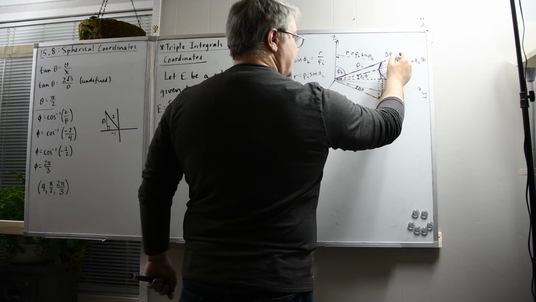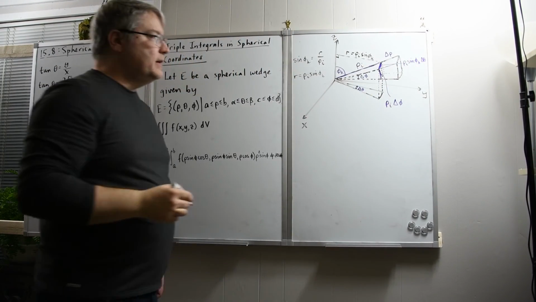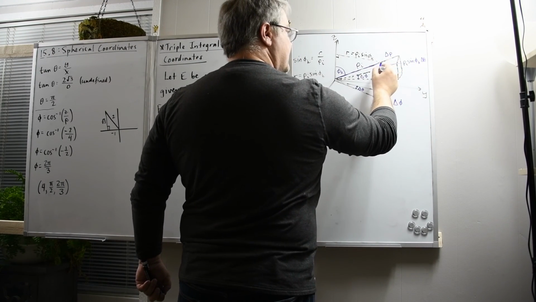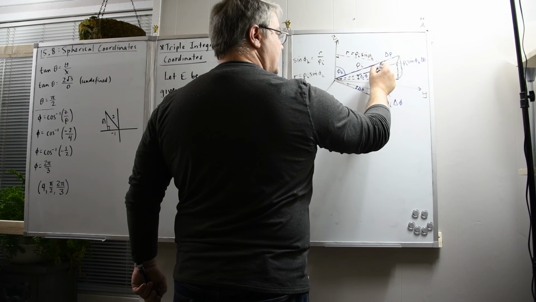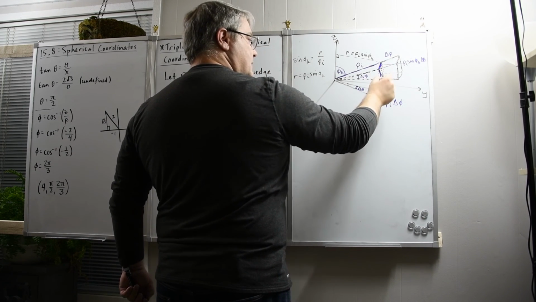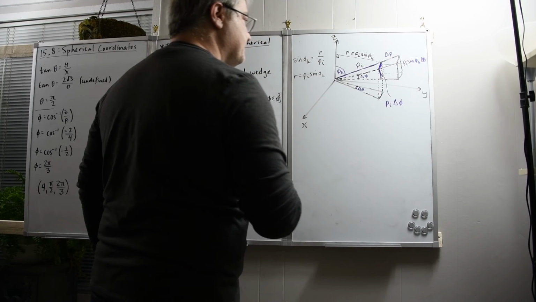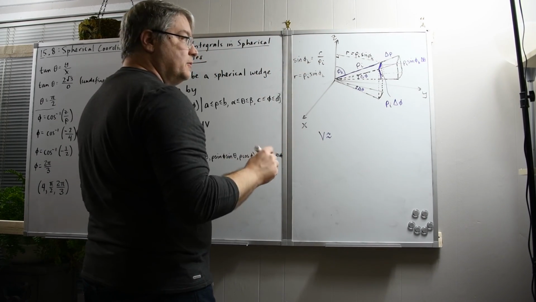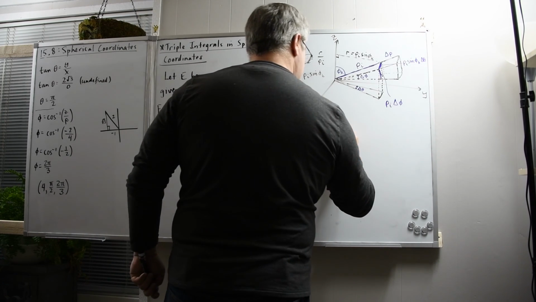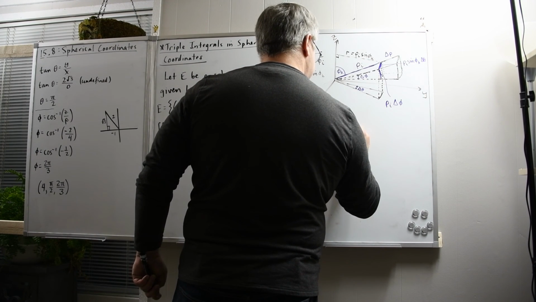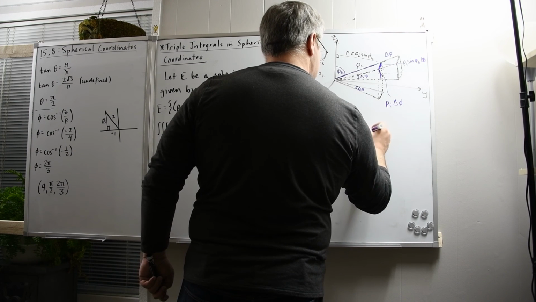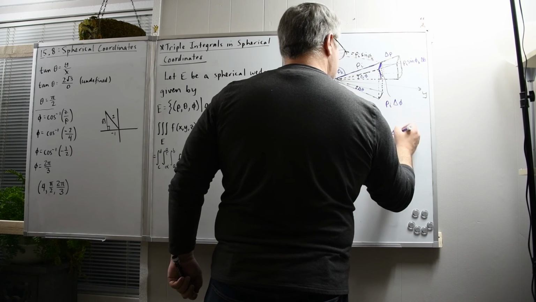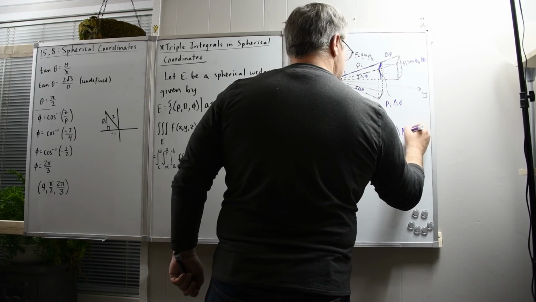So you have sort of a length times width times height going on here. I'm going to take the delta rho times the rho sub i sine of phi sub k times delta theta times this rho sub i times delta phi. And I'm going to say the volume of this wedge is approximately equal to the product of those three things. So we'll write it out as rho sub i sine phi sub k times delta theta, we'll have the rho sub i times delta phi, and then we'll have the delta rho.